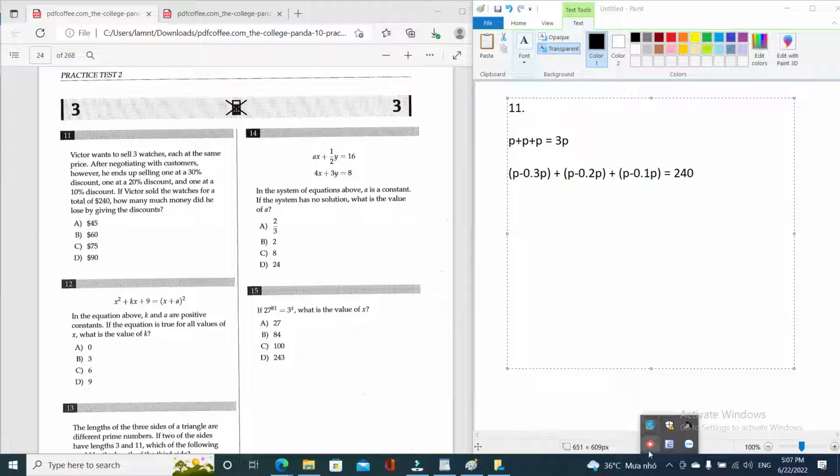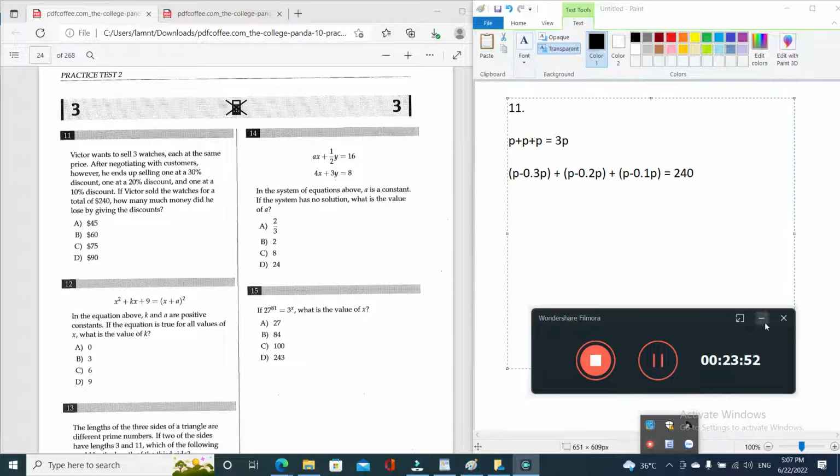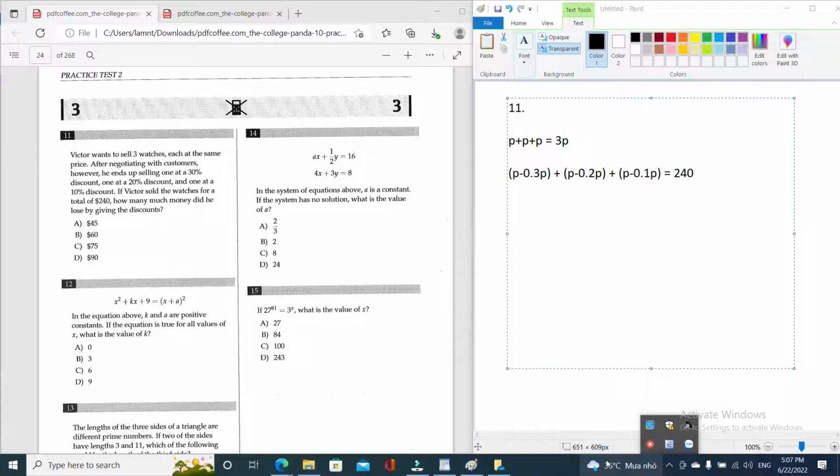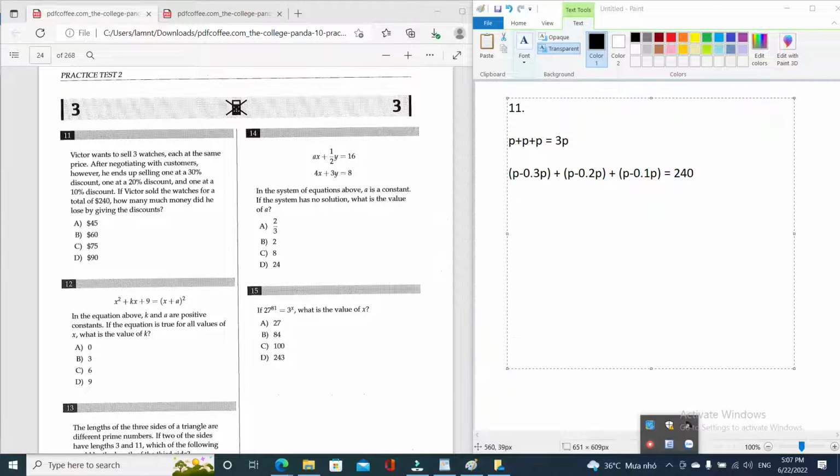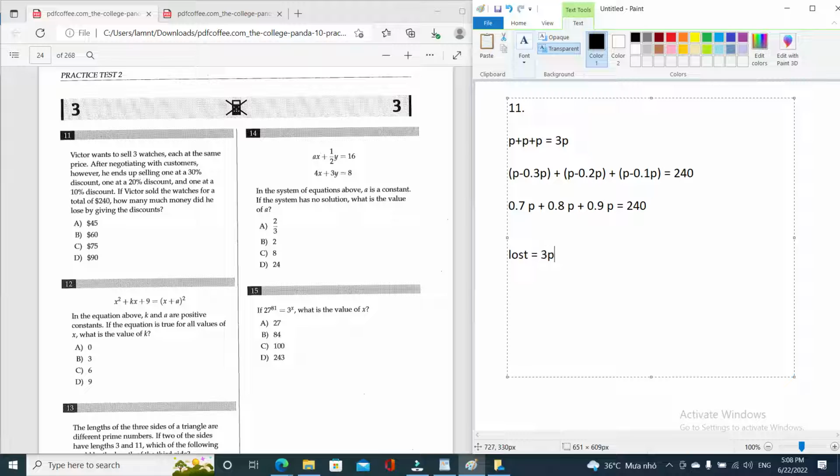So originally he got 3P, but now he only gets 240 because he has a discount. So there's going to be a reduction there. Let's solve for P by this equation: 0.7P plus 0.8P plus 0.9P equal to 240. Anyway, the loss is going to be 3P minus 240.